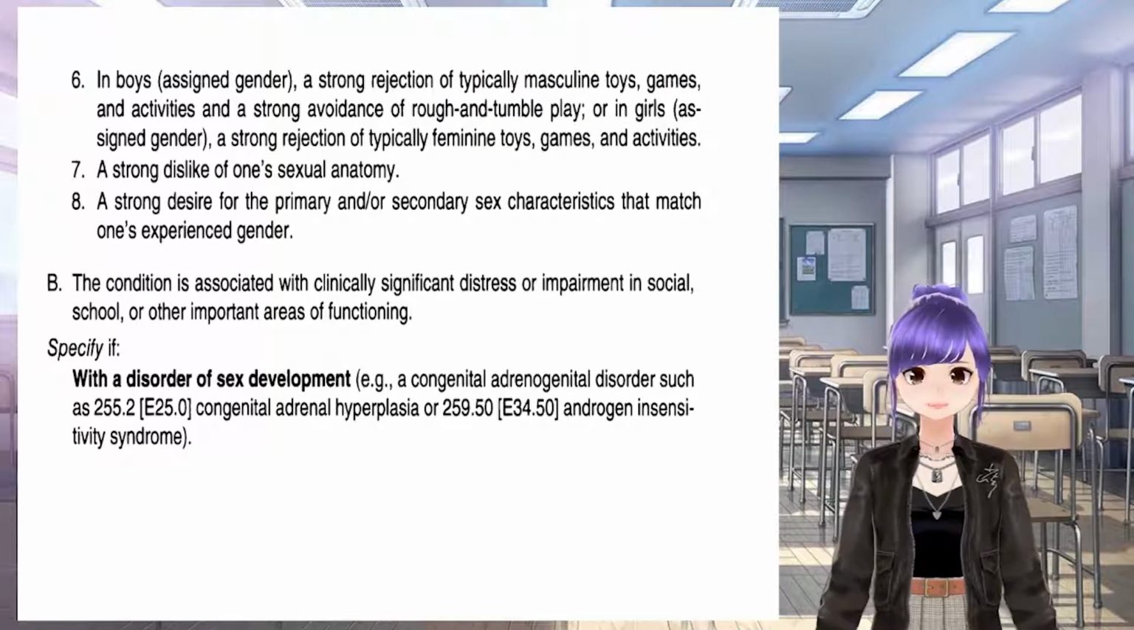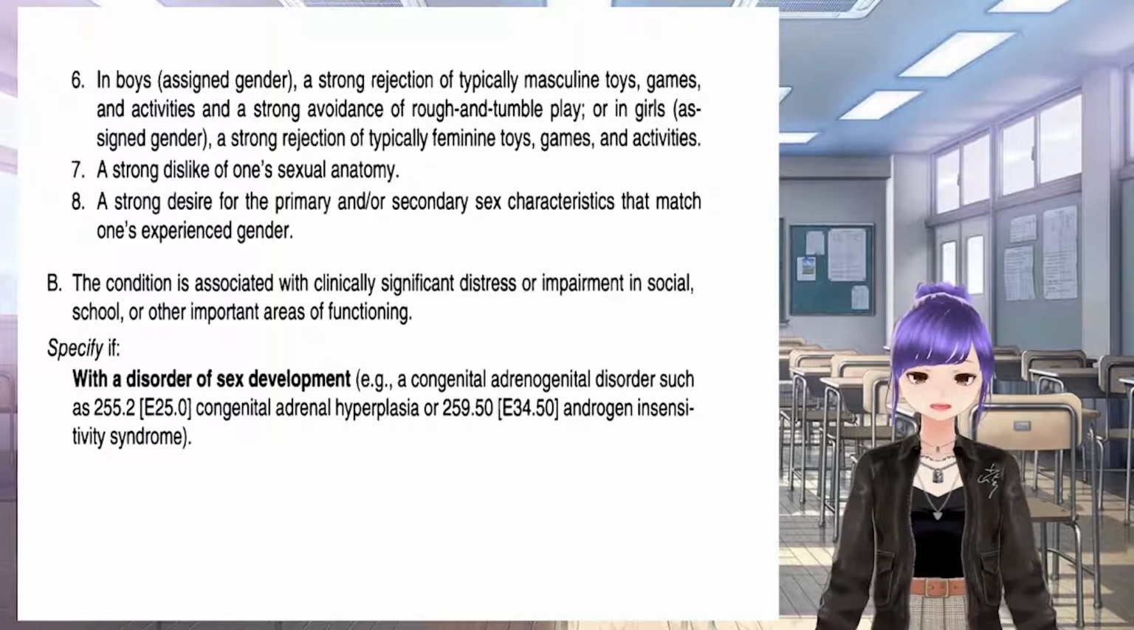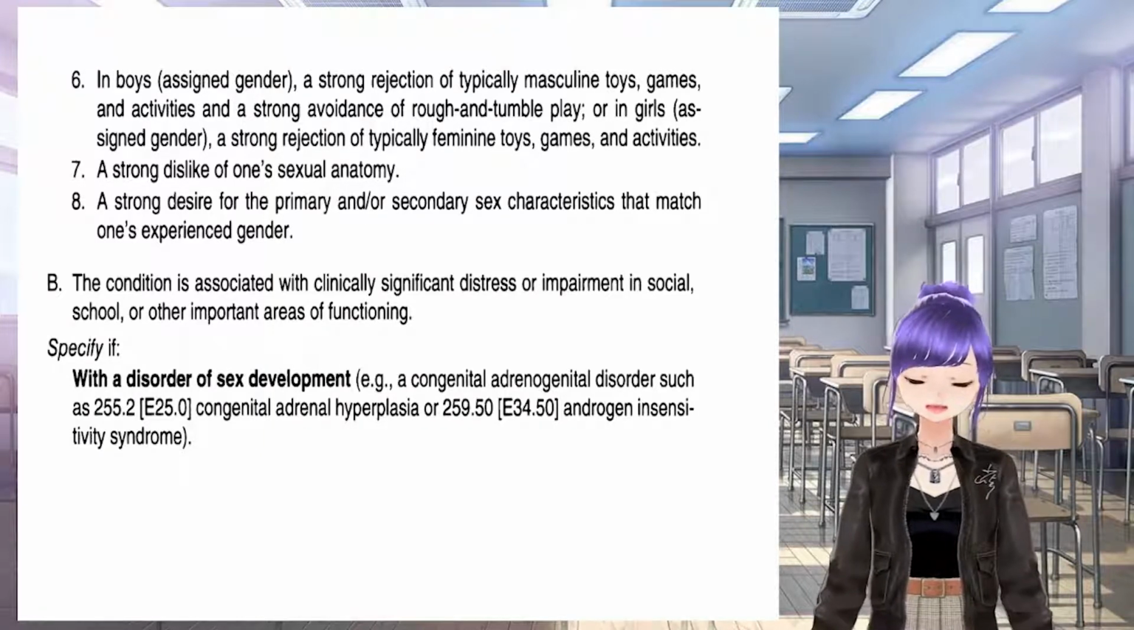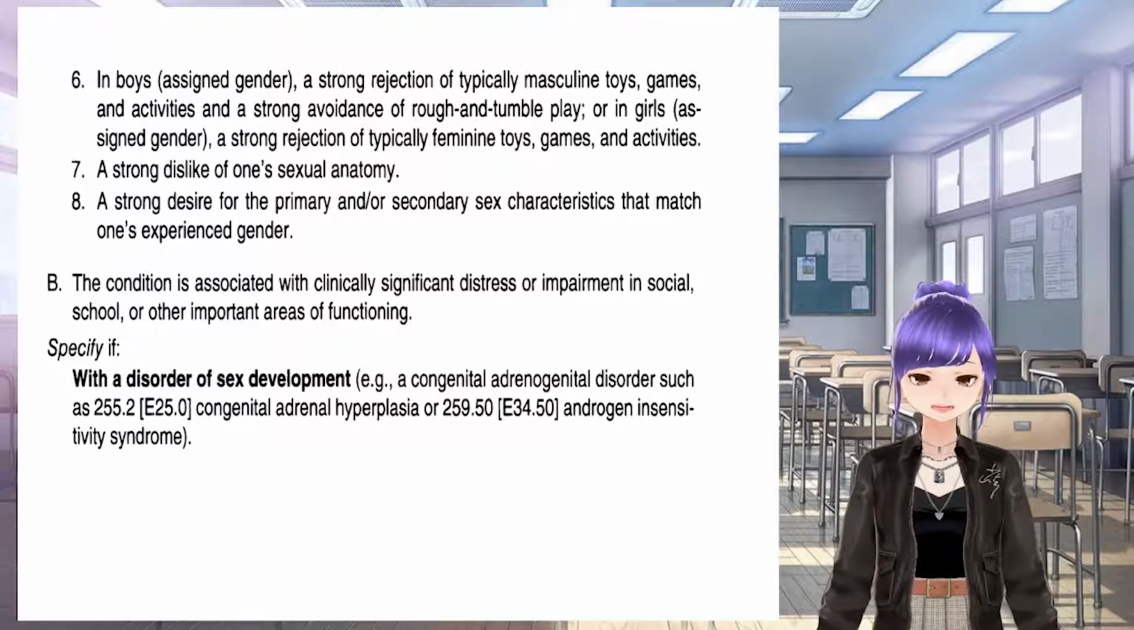Number 6, in boys, a strong rejection of typically masculine toys, games, and activities, and a strong avoidance of rough and tumble play, or in girls, a strong rejection of typically feminine toys, games, and activities. Number 7, a strong dislike of one's sexual anatomy. And number 8, a strong desire for primary and or secondary sex characteristics that match one's experienced gender.